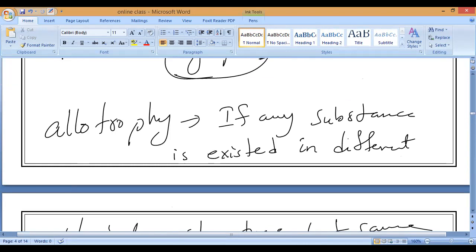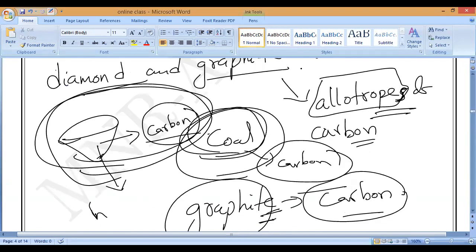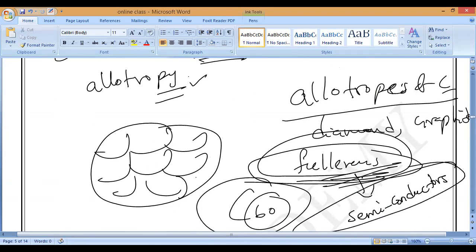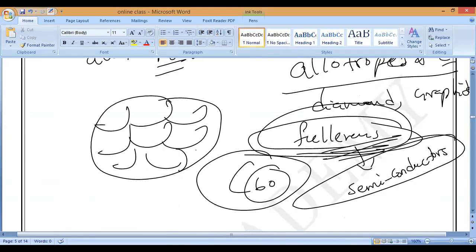If they pass electricity, they are called good conductors. Here you observe, all are made up of what? Diamond, carbon, and coal. Everything is made up of carbon only. Do you know one thing? Diamond is a poor conductor of electricity. Graphite is a very good conductor of electricity. And if we take fullerenes, they are called semiconductors. Few times they will conduct electricity and few times they will act as insulators. That is why they are called semiconductors.